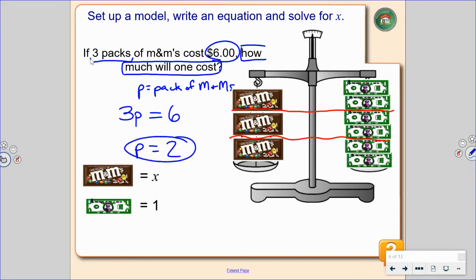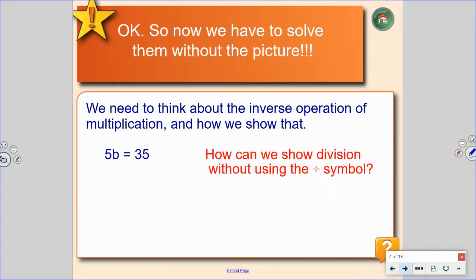Now, folks, that's all fine and dandy, but what if instead of 3 packs, we had 33 packs? What if instead of $6, it was $106? We don't really always want to set up a model, draw it out. So sooner or later, we have to solve it using numbers and symbols. So let's imagine 5 packs of M&Ms, $35. We don't want to know what 5 packs are equal to. We want to know what a single pack is equal to. So what did we do before? Well, we split up each of those into groups. And in this case, we don't have 3 packs of M&Ms, we have 5 packs. So we would split up both sides into 5 groups.